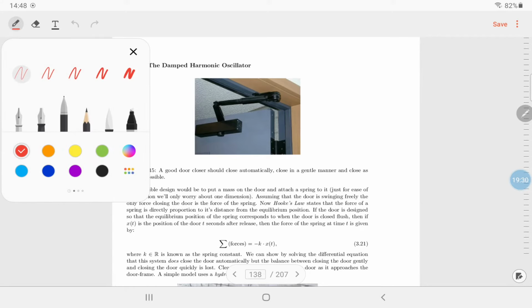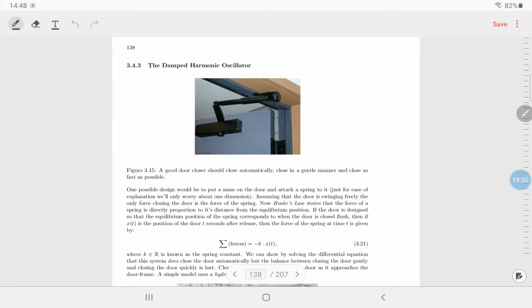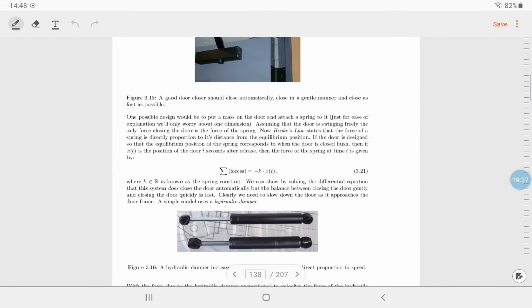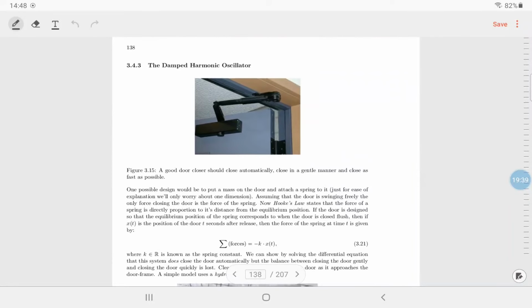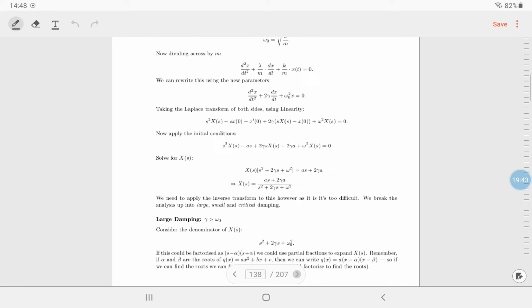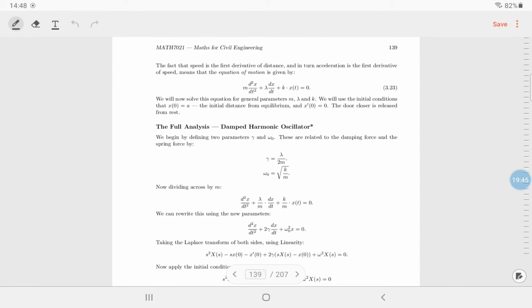Now we might have actually covered some of this already, but there's no harm hearing it again. So I think we did the first bit. I'm not sure if we did or not, but basically if you have a door closer with just a spring, it's going to slam. So you have to add in a damper. And you'll end up with this equation here, basically. And it comes from Newton's second law.